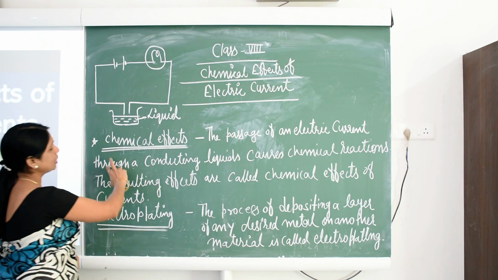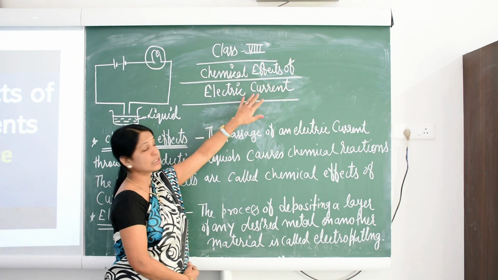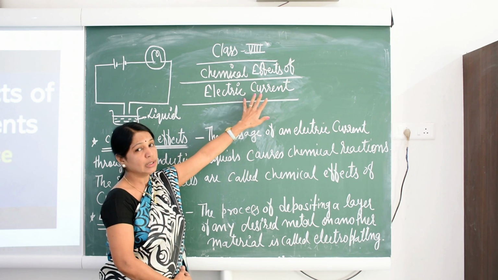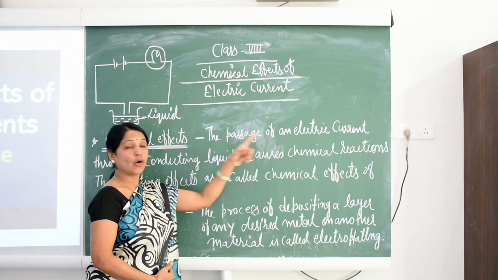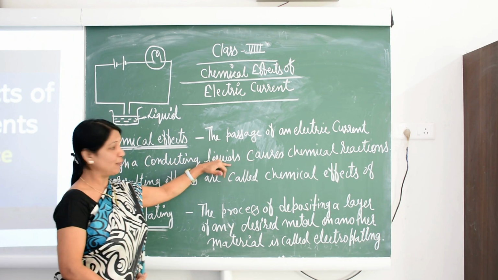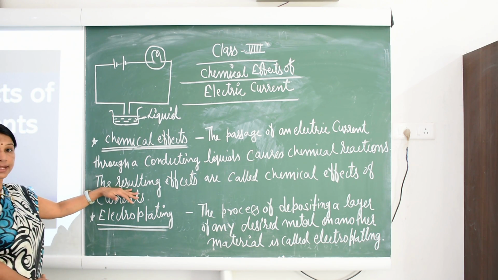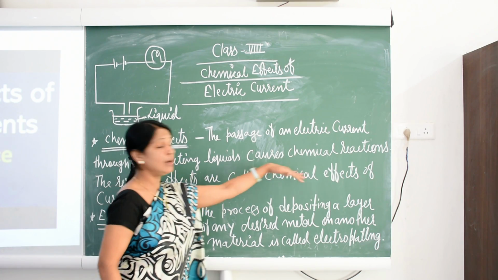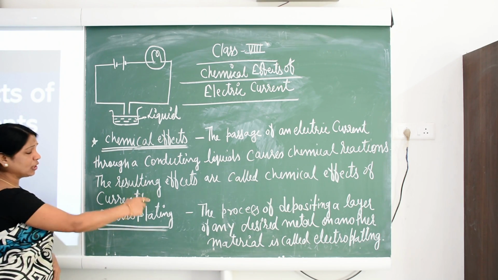Now further we are going to see the chemical effects. Chemical effects during the electric current passing through a liquid. So what is that? The passage of an electric current through a conducting liquid causes chemical reactions, and the resulting output effects of the chemical reactions are called the chemical effects of the current.